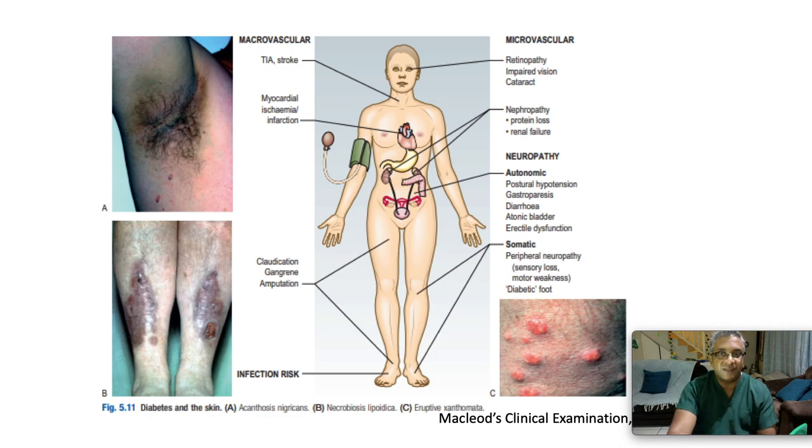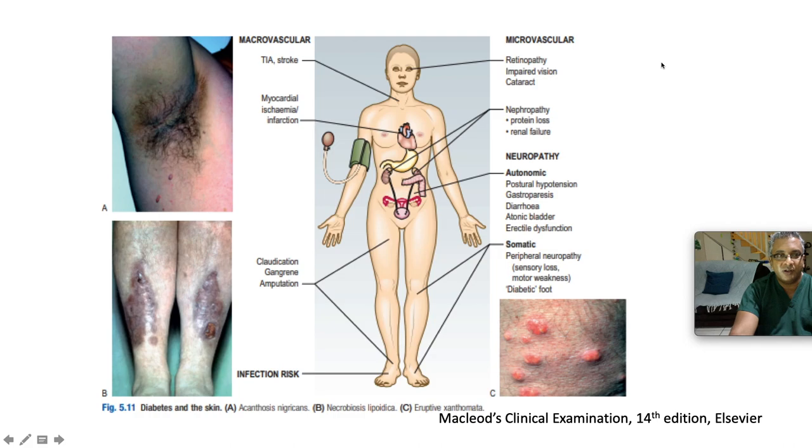Alrighty. So here we're looking at diabetes and the skin. So what do we look out for? Remember that the common complications of diabetes come in two flavors, microvascular and macrovascular. So macrovascular has to do with transient ischemic attacks or stroke, so cerebrovascular accidents. It has to do with myocardial ischemia and infarction. And of course, peripheral vascular disease, and then we have claudication, gangrene, amputation.